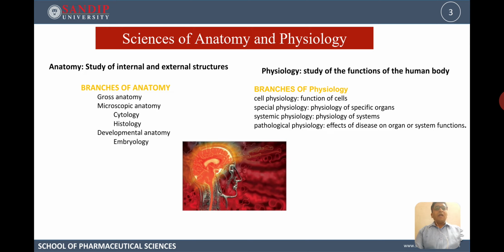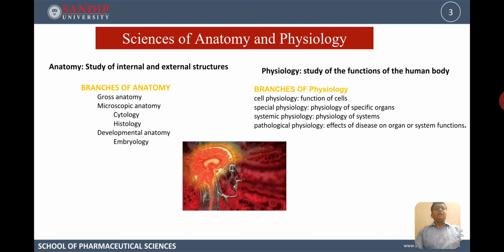Anatomy means ana is up and tomy means cutting. Simply, it is a branch of science which deals with the study of internal and external structures. Meanwhile, physiology means what? It is a branch of science which deals with the study of functions of the human body. What is the basic difference between anatomy and physiology? In anatomy we study the internal and external structures, and in physiology we study only their functions.